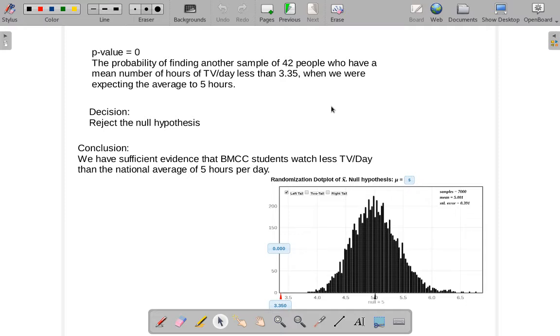All right, so that is the full hypothesis test procedure. The step-by-step process is located in the model for hypothesis tests in this week's material.